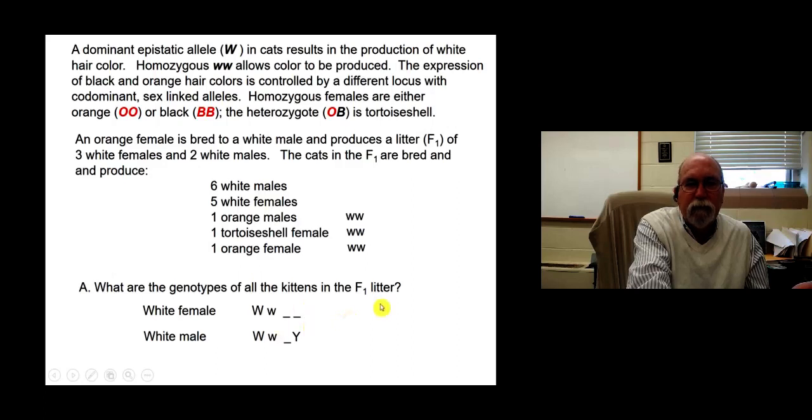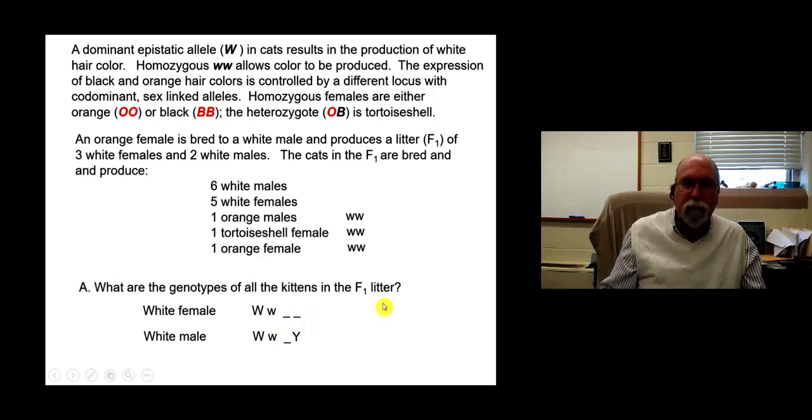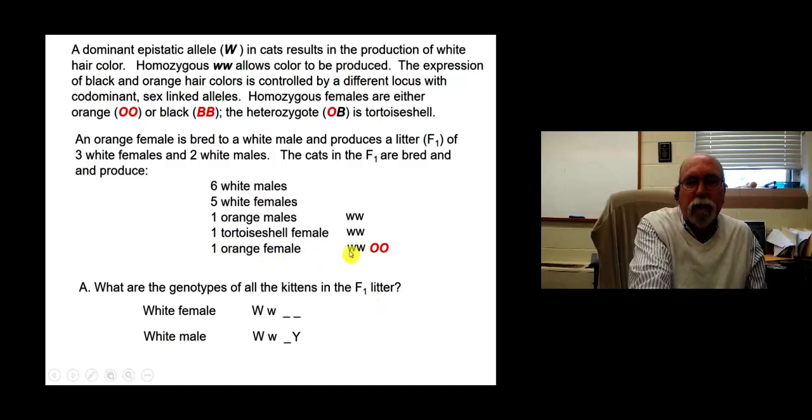We just got to figure out what these 3 missing blanks are, if we can do that. Well, what'll help us? Well, here's one. Here's an orange female. She's got her color turned on, and she's orange. This says to be orange up here, you got to have 2 orange alleles. Well, where did those come from?